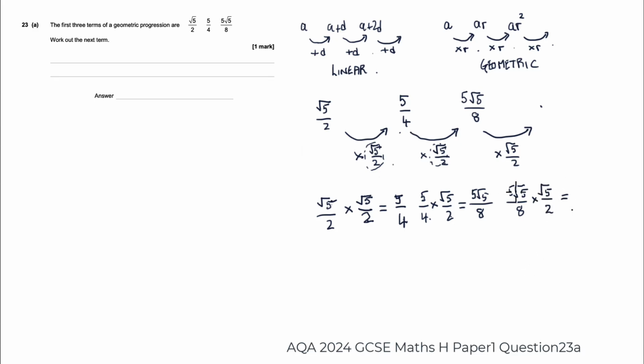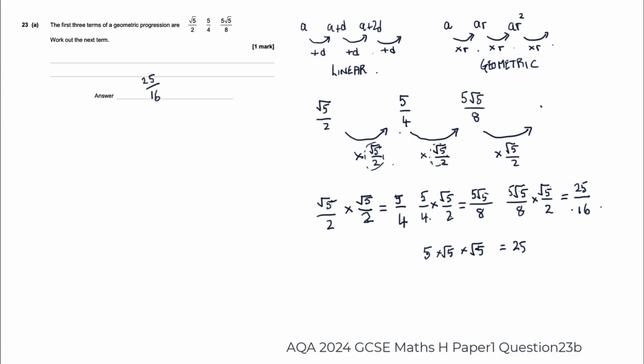So let's multiply the top numbers. We've already got a 5 times a root 5. We've now to multiply that by a root 5. Well, we know root 5 times root 5 is 5 times this 5 at the front. 5 5s are 25. So on the top of the fraction we'll have a 25. The bottom of the fraction, 8 times 2, 16. So the next term in the sequence is 25 over 16.